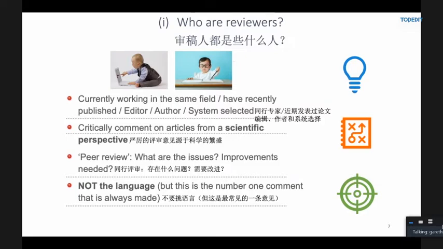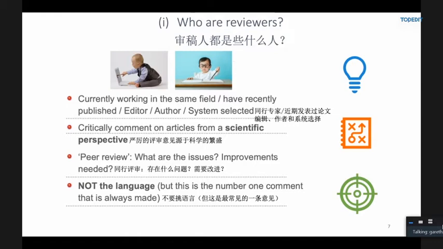The reviewers, because they're human beings, we all experience this ourselves when we're asked to comment on the work of others, we always think, where are the problems? We don't think, how can I help this person to improve? We think, where are the issues? You have to keep this in mind as an author.